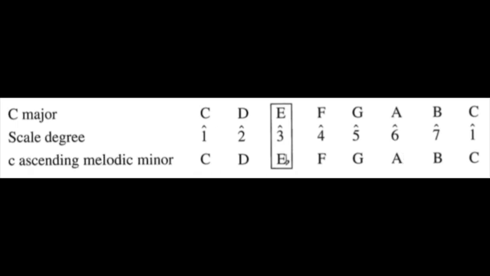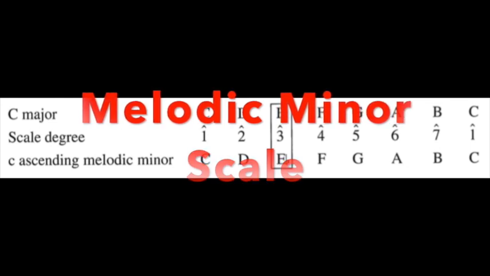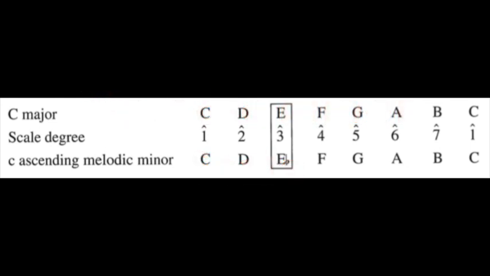The third type of minor scale is the melodic minor scale, which has an ascending form and a descending form. Ascending meaning going up and descending meaning going down. The ascending form, shown here, is like a major with only a lowered third. So we have C, D, E flat, like the natural and the harmonic, and then the rest is like our major scale. The descending form of the melodic minor scale is the same as the natural minor scale.